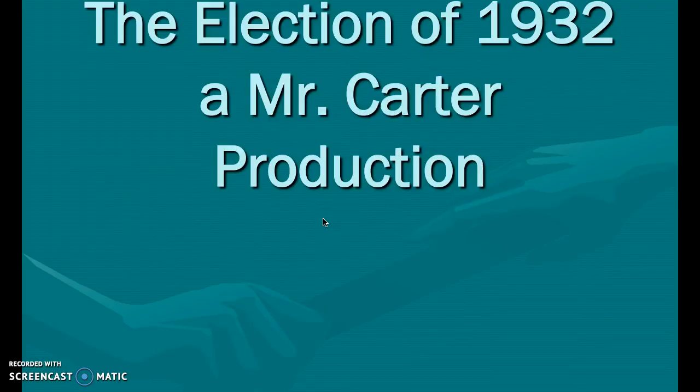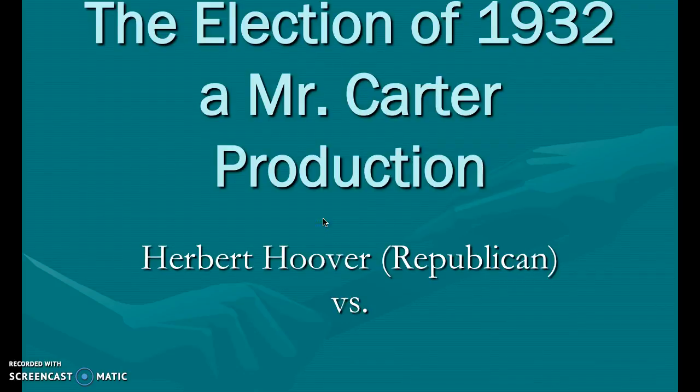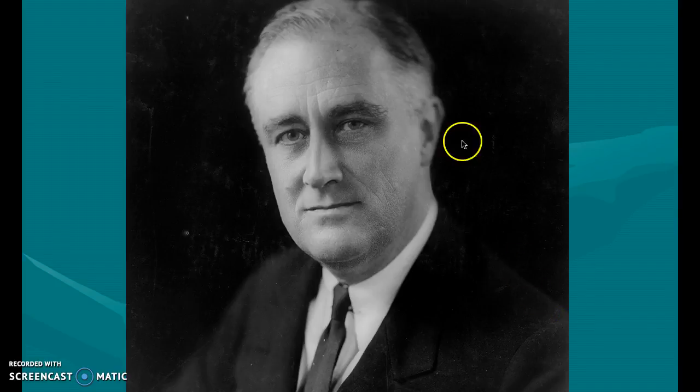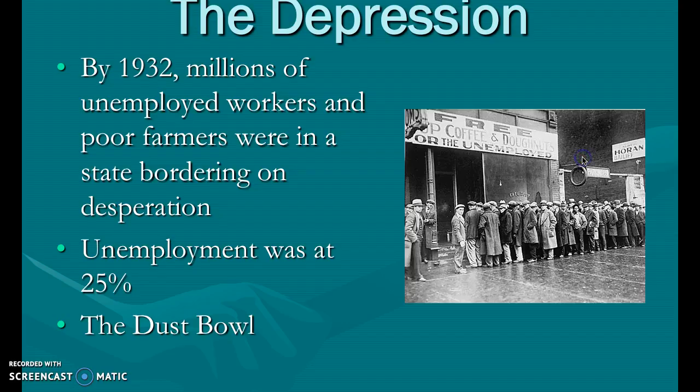So today we're going to be talking about the presidential election of 1932. This is between Herbert Hoover, who was the guy who was already in office, a Republican, and Franklin Delano Roosevelt, who was a Democrat, otherwise known as FDR. So here we have a picture of Herbert Hoover, again, the guy who was already in office. And here is FDR, the guy running against him.